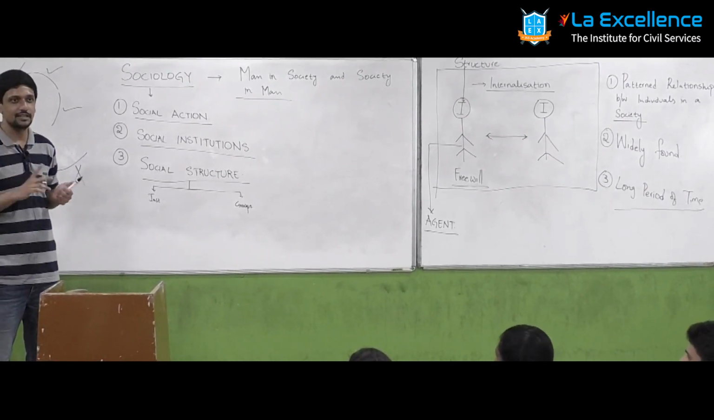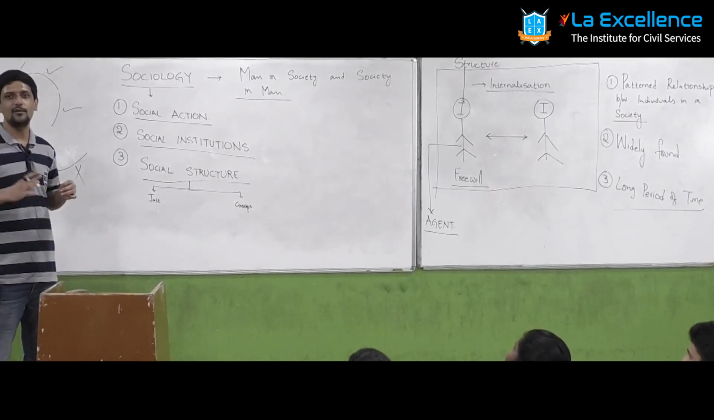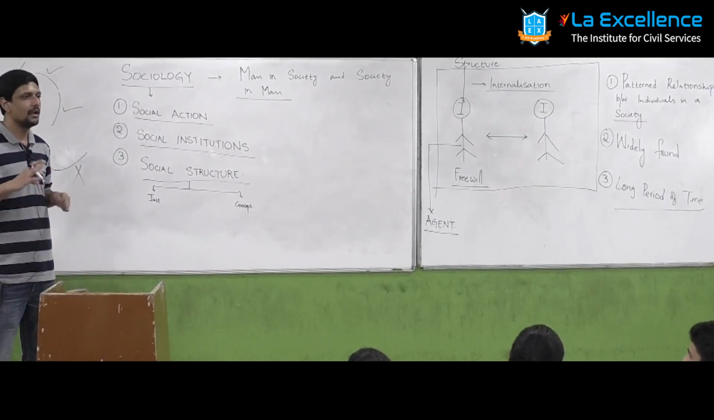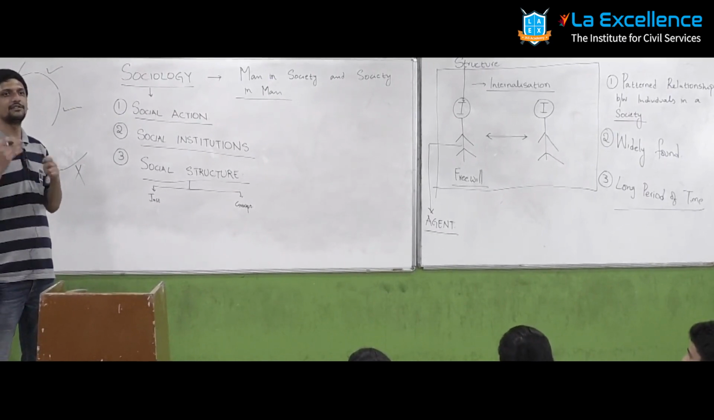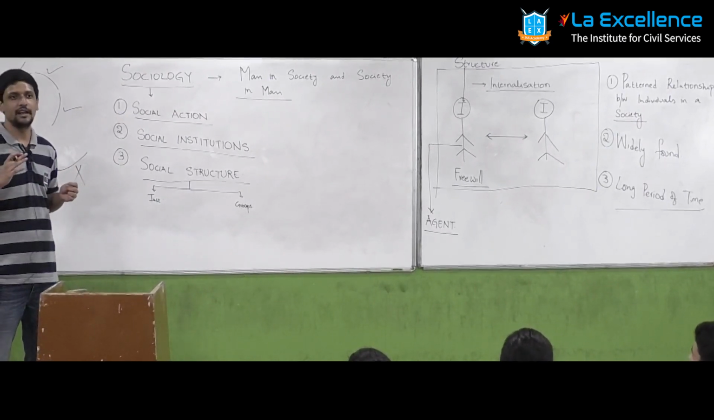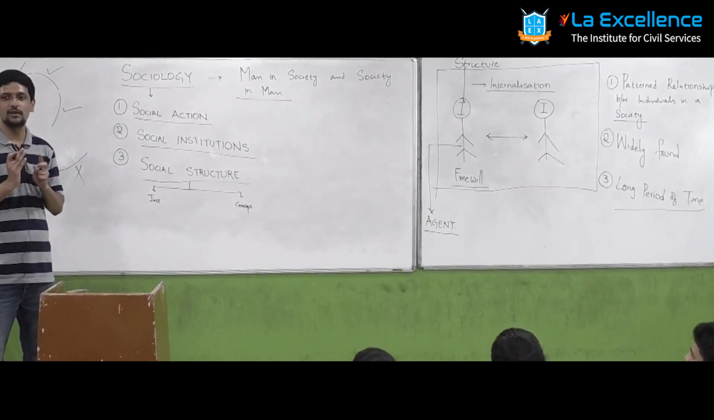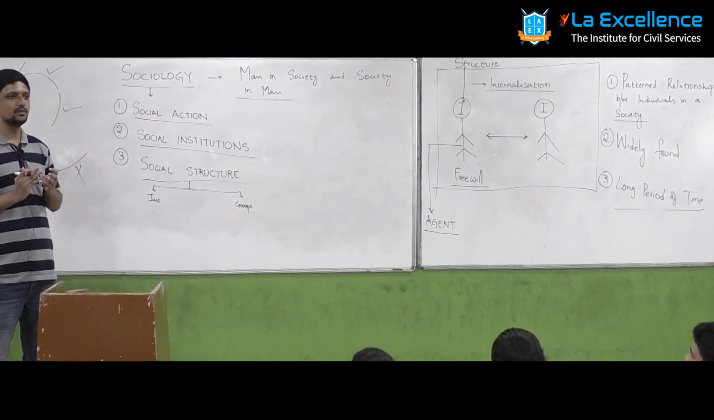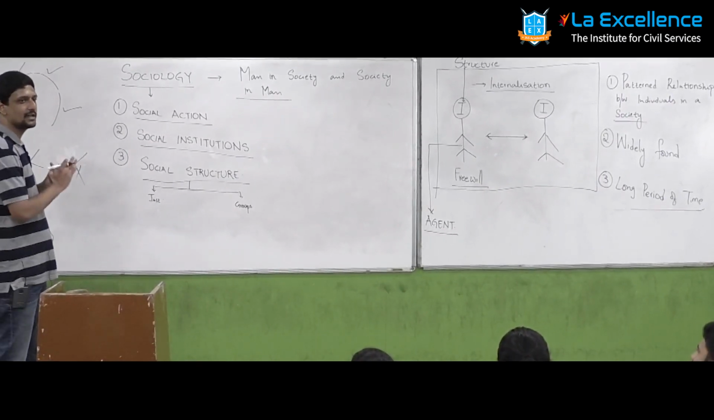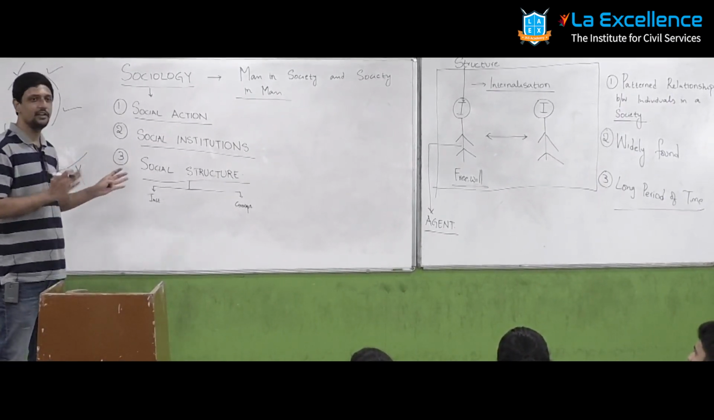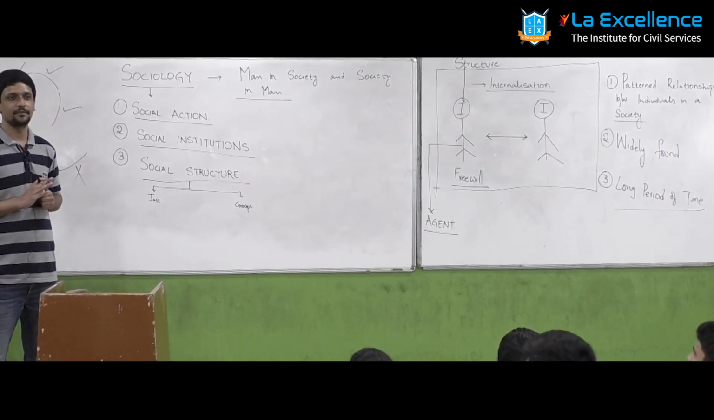That's what I told you in the beginning of this class. This is not some kind of one-way communication, right? Think of this as a collective journey to reach that 300 marks in optional. You must understand these things, otherwise you won't be able to use these words correctly. And if you don't use these words, your answers will not be sociological. You must use these words correctly, and to use them correctly, you must understand what they mean.